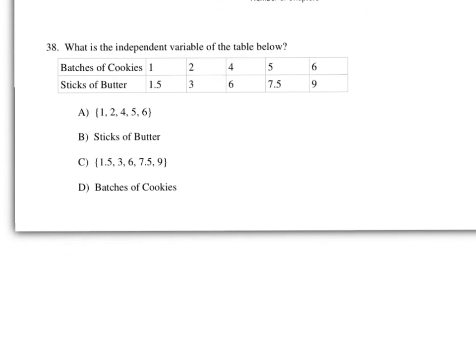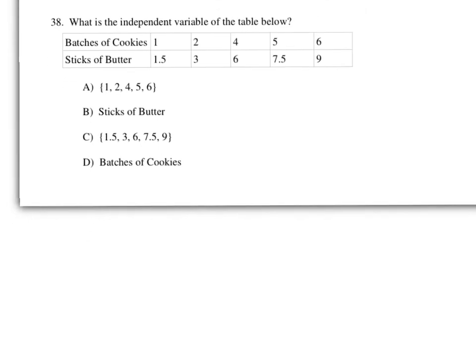Okay, 38. What is the independent variable of the table below? Okay, independent variable, that is a label, right? We're talking about what represents our independent variable in here. So our independent variable is going to be x, right? Because y depends on x. So that means that y is the dependent variable, and that makes x our independent variable.